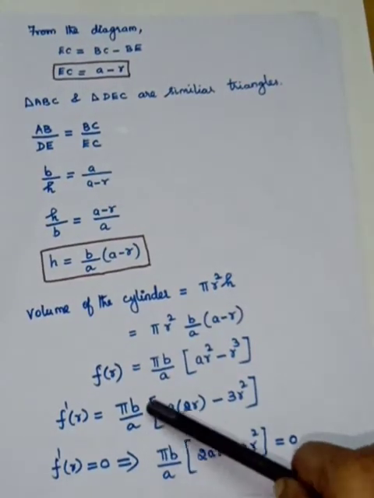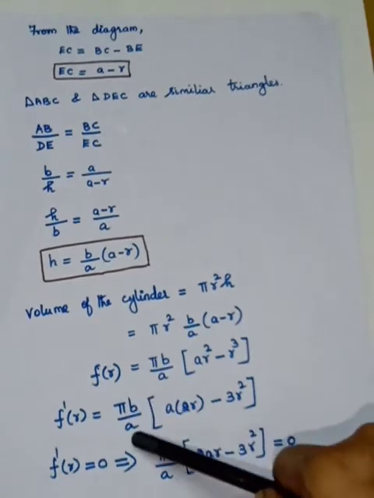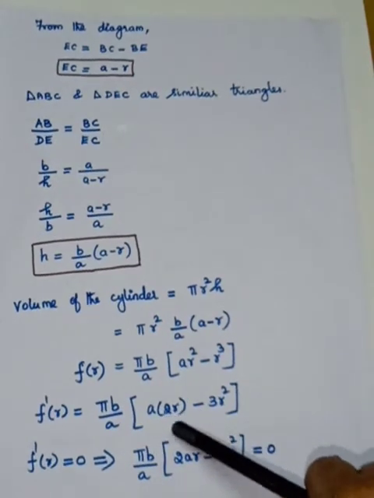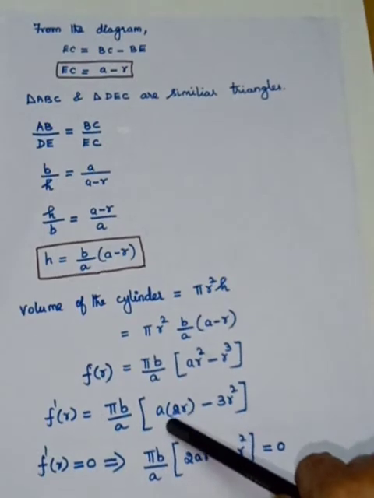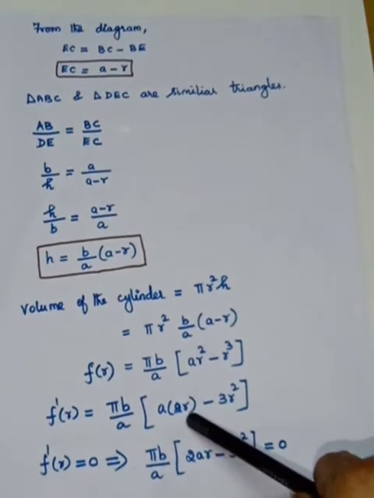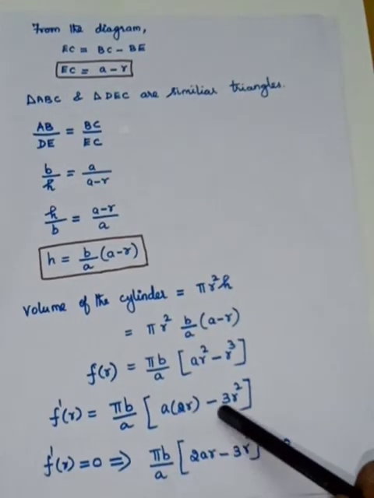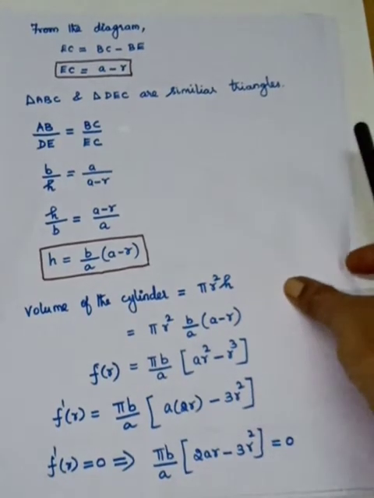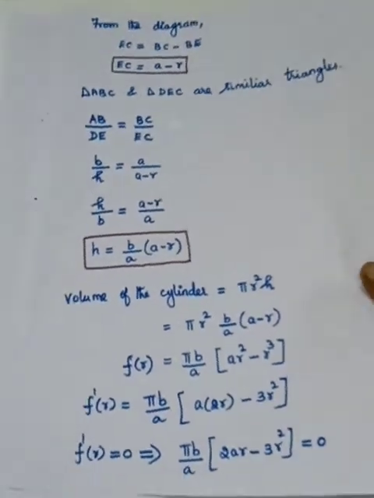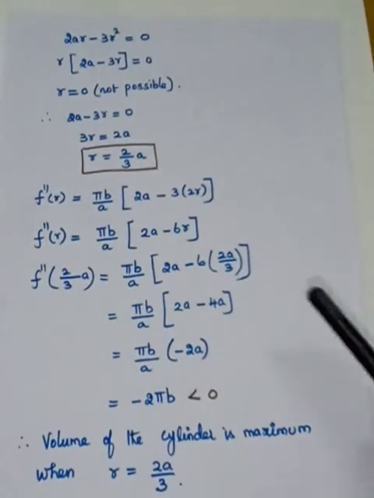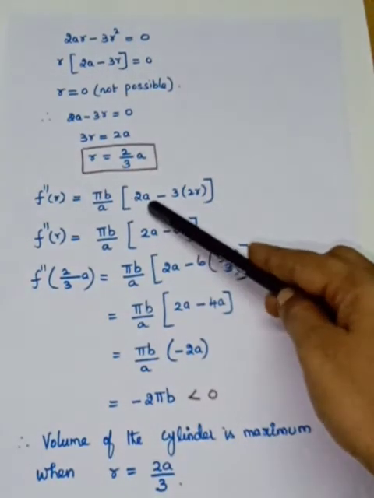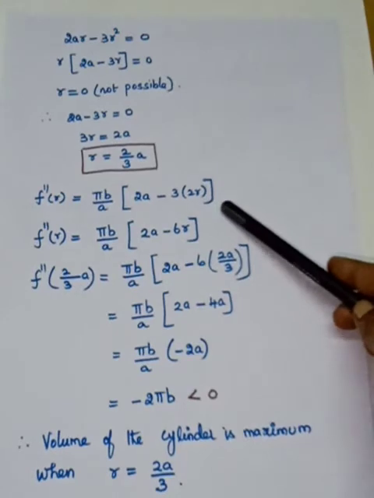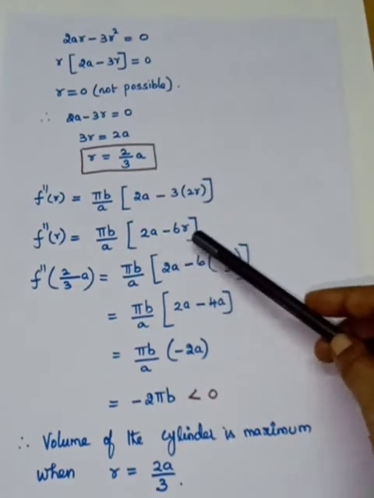In that, pi b by a is a constant. We have to differentiate with respect to r. So 2a is a constant, the differentiation of r with respect to r is 1, and minus 3 is a constant, r squared differentiation is 2r. So therefore, your f double dash of r is equal to pi b by a into 2a minus 3 into 2r. So that is 2a minus 6r.